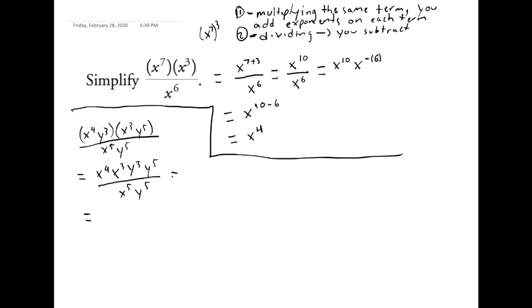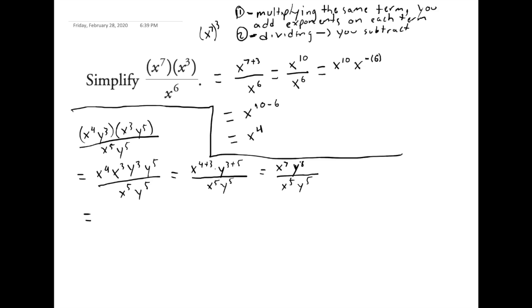I'm just going to write it on this line here. That would give us x to the power of 4 plus 3, y to the power of 3 plus 5. Then we go ahead and fill out the rest here. Okay, so this would give us x to the power of 7 times y to the power of 8 divided by x to the power of 5, y to the power of 5.